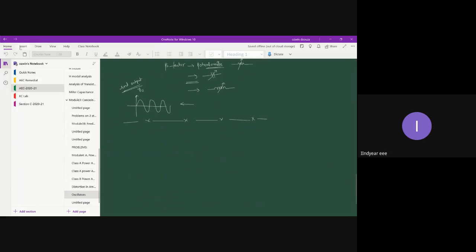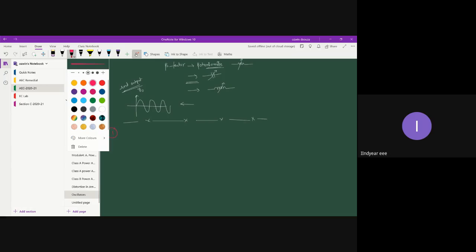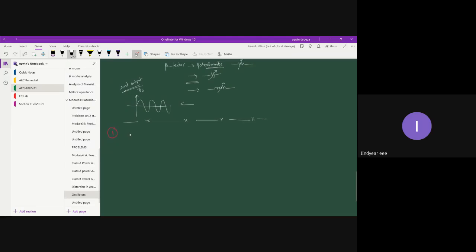Now in the previous class, we spoke about the magnitude condition as well as the angle condition. If the magnitude condition is satisfied and the angle condition is satisfied, we say that the circuit results in sustained oscillations, right? Now let us see more about this magnitude and angle condition.